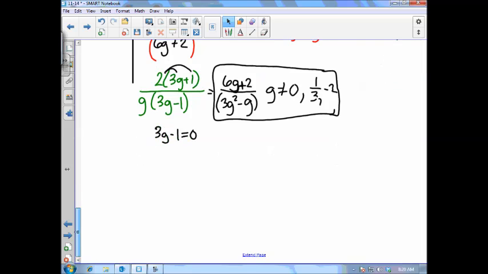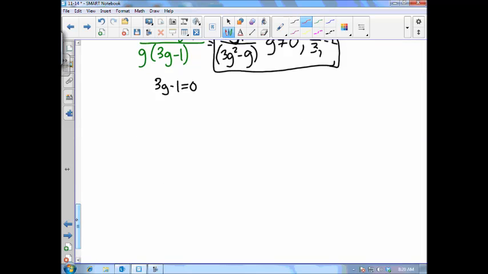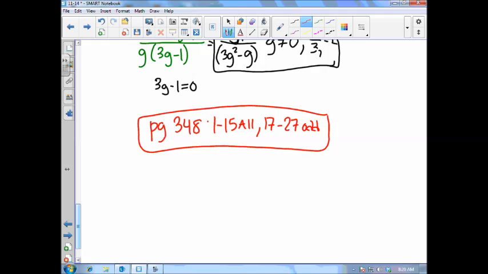Okay, so the assignment for tonight is, where is it? There it is. Page 348, numbers 1 through 15 all, 17 through 27 odd. Okay, just as a reminder, you are to do this on paper, not in the book, but on separate paper. You should write down the problem, you should show work, and box up the answer. Okay? You're free to work with your neighbors as long as you're working and not socializing. There's a difference between working and socializing.